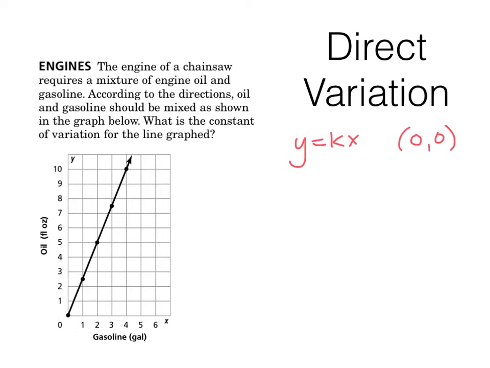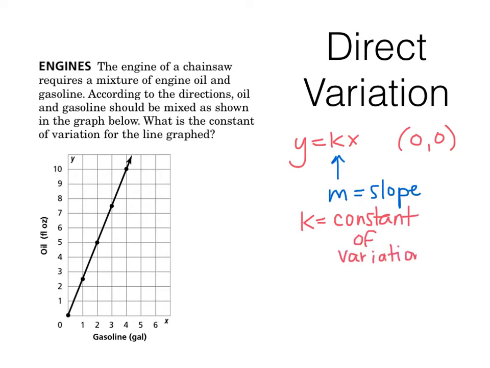We should recognize that k is the same thing as m. So that's the same thing as the slope, although that k stands for the constant of variation. Sometimes I'll write the word constant with a k just to help myself remember that k is the constant of variation. So I'm looking for the slope, the ratio of rise and run, the constant of variation here. Easiest way to do that is going to be to find the rise and the run.